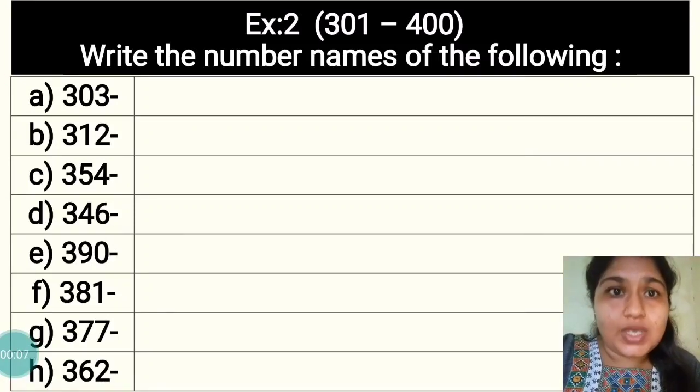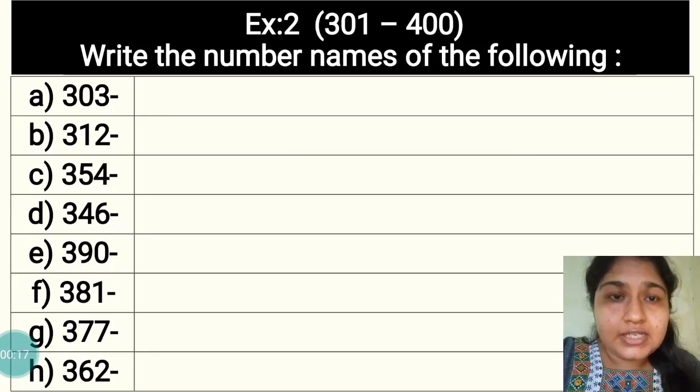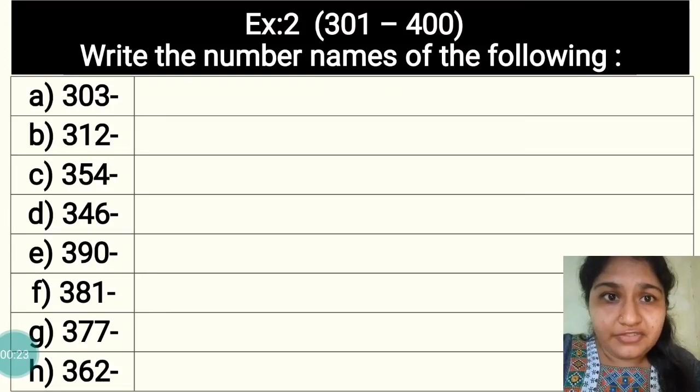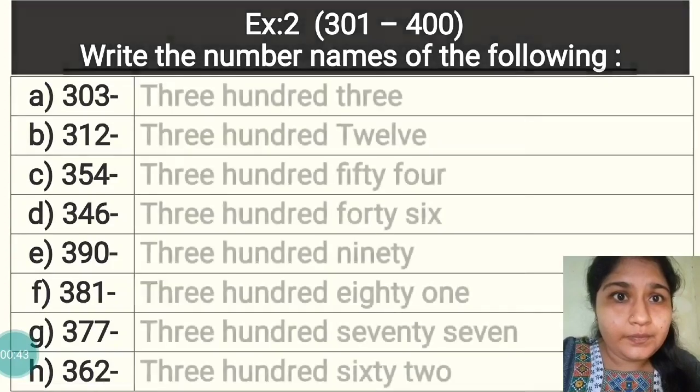So students, as you can see here, different figures are given that are coming between 301 to 400. So the first one is 303, 312, 354, 346, 390, 381, 377, 362. So students, we have to write down the number names of the given different figures. So start writing along with me.